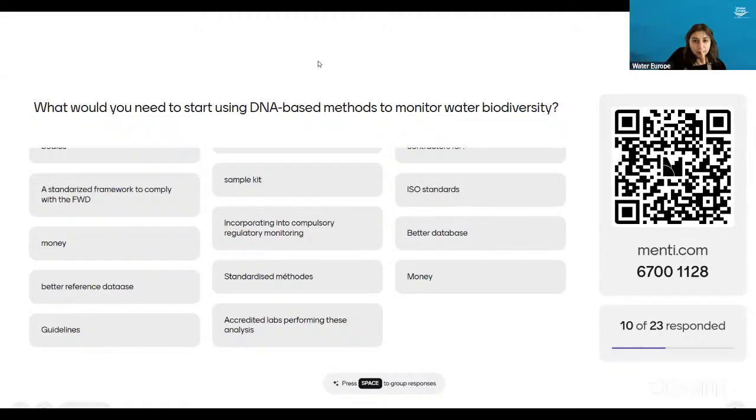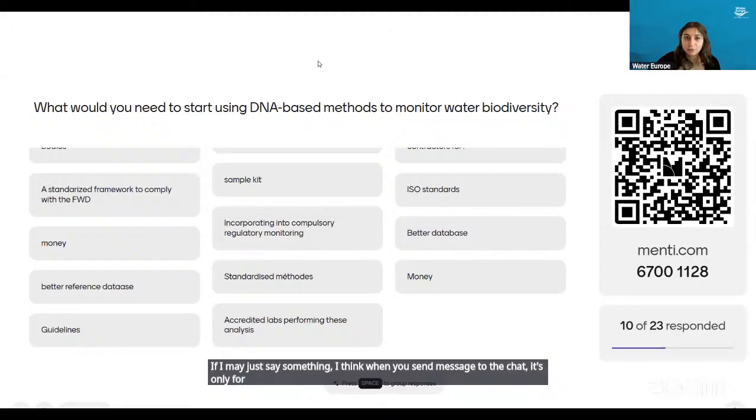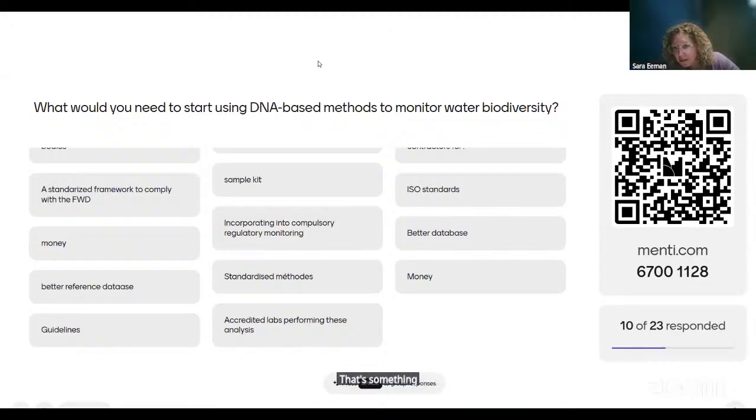If I may just say something, I think when you send a message to the chat, it's only for host and panelists and not for the participants. That's something you can modify. You can put everyone. Yeah, I tried, but I cannot do it today. I could do that before. I will take it back. This is the link of Florian. Oh, yeah, I see it.